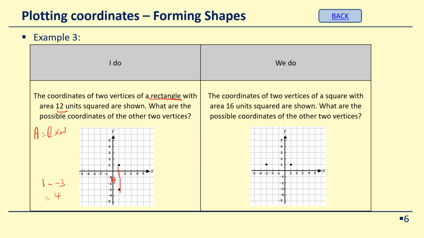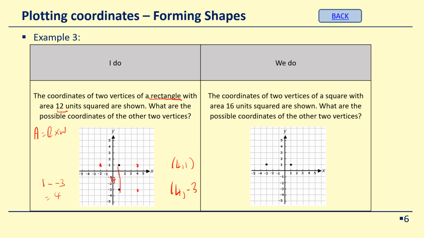Now it can either go this way. So the x-axis is at 1. 1 add 3 is 4. So your 2 points are here and here. So that's 4, 1 and 4, -3. Or if you want to go this way, again it has to be 3.